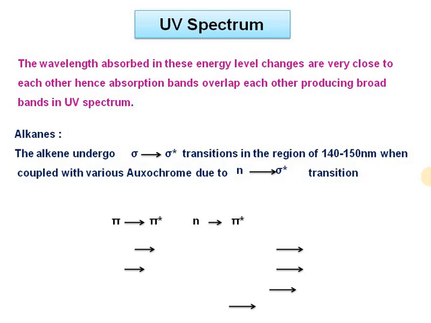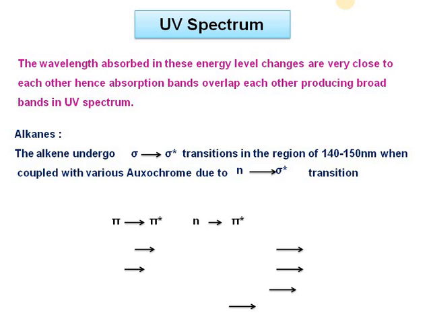This has been asked many times: why is the UV spectrum broad? Because the wavelengths absorbed for the energy level changes are very close to each other, and therefore the absorption bands overlap each other to produce broad bands in the UV spectrum.